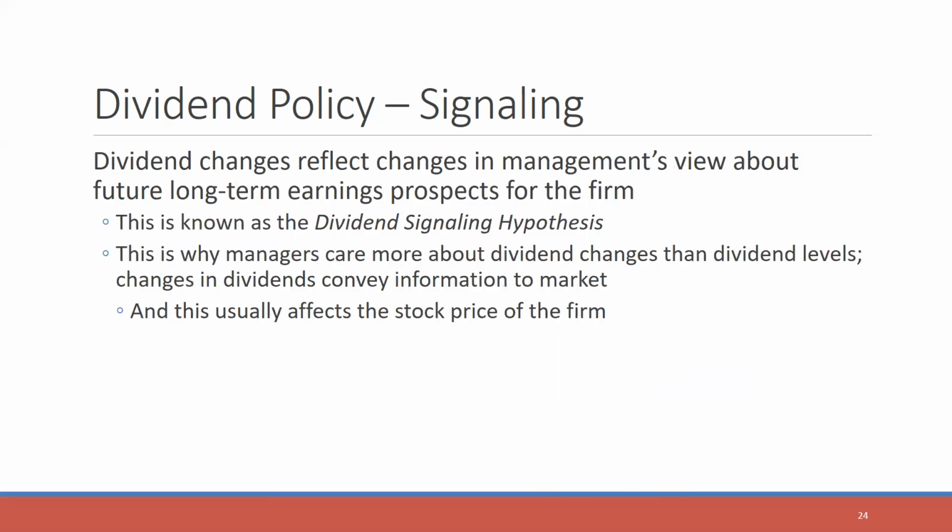So we think of dividends as potentially signaling changes that reflect management's view about future long-term earning prospects for the firm. This is known as the dividend signaling hypothesis. This is why managers care more about dividend changes than dividend levels. Changes in the dividend convey information to the market, and this usually affects the stock price of the firm.